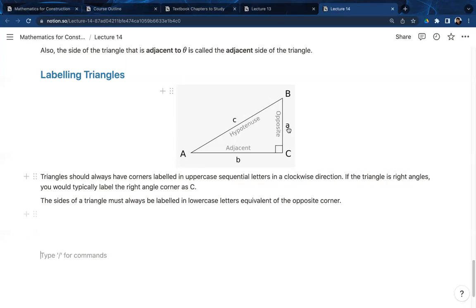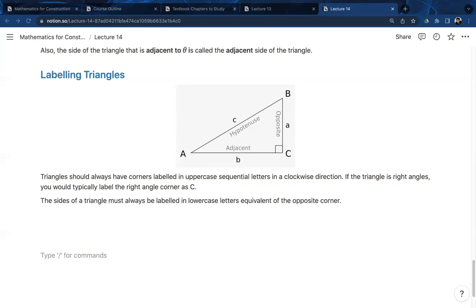Now, the side opposite an angle is given a lowercase letter. So corner capital A, the side opposite it is lowercase a, right? You see lowercase c is opposite capital C, lowercase b is opposite capital B, right? That's how you label a triangle. That's how you know what things are.